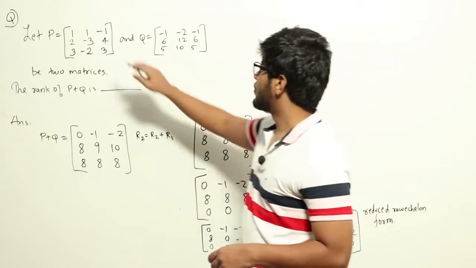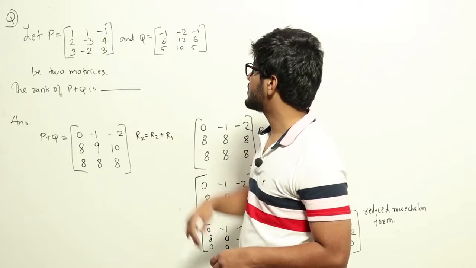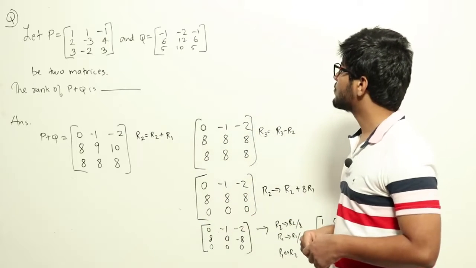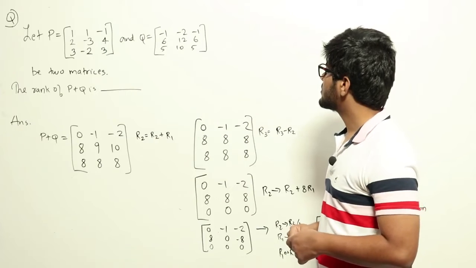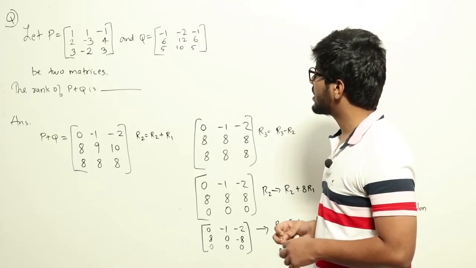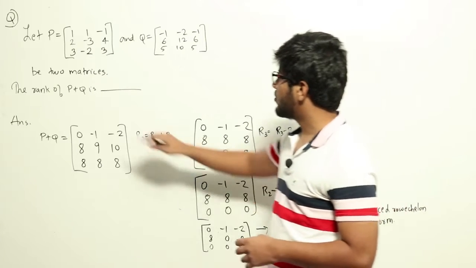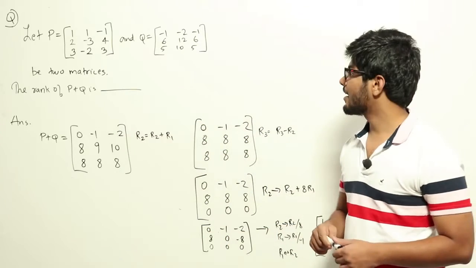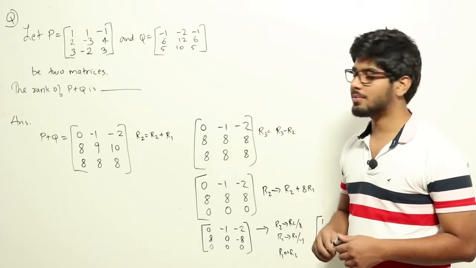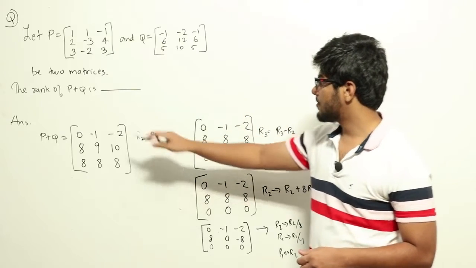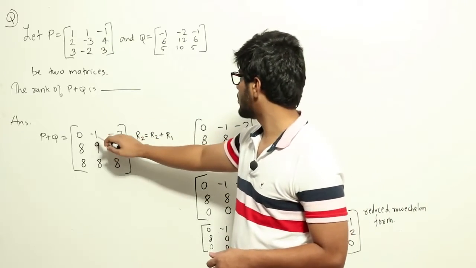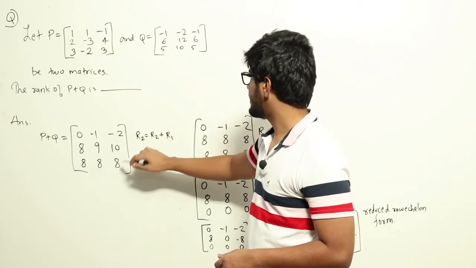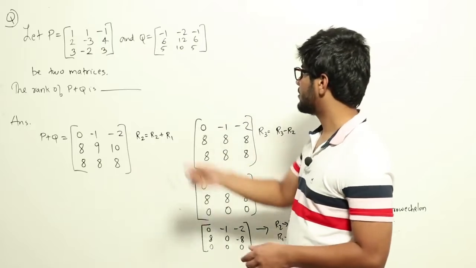Let P equal 1, 1, minus 1, 2, minus 3, 4, 3, minus 2, 3, and Q equal minus 1, minus 2, minus 1, 6, 12, 6, 5, 10, 5 be two matrices. The rank of P plus Q is dash. Now we'll find the rank of this matrix. This is a question from linear algebra, rank of matrices. First we'll do P plus Q. P plus Q is 0, minus 1, minus 2, 8, 9, 10, 8, 8, 8.